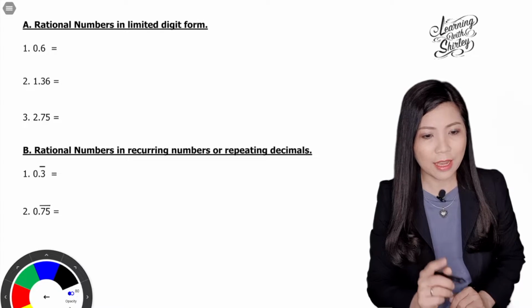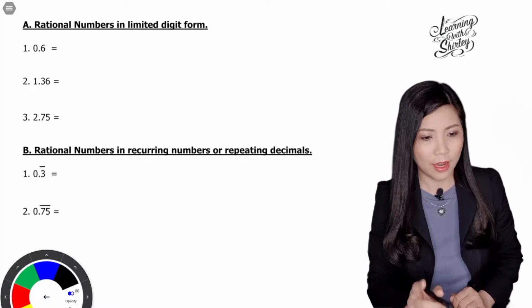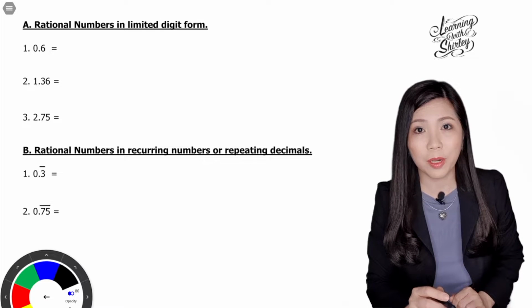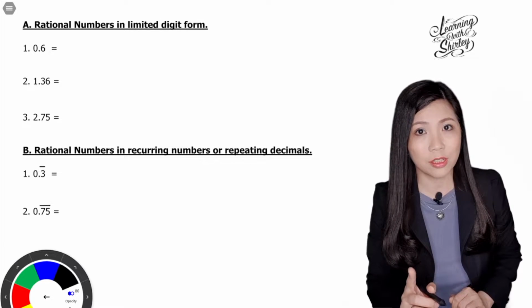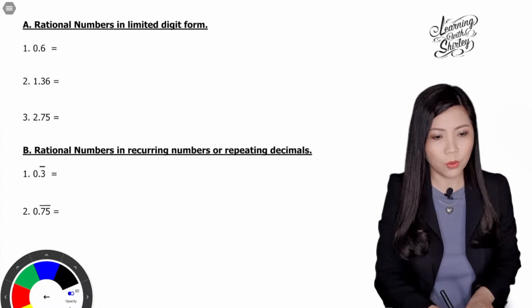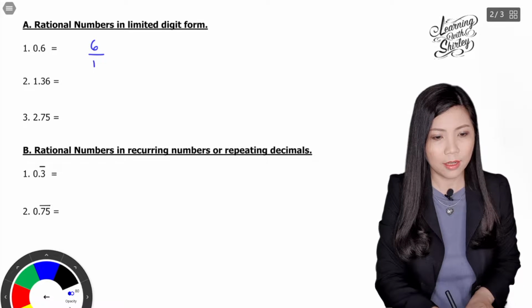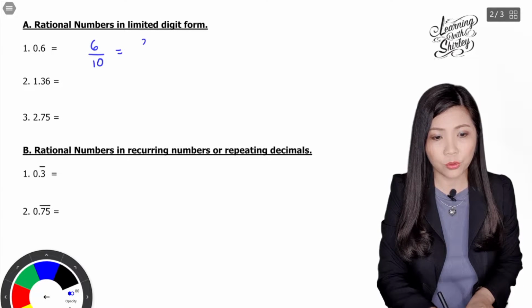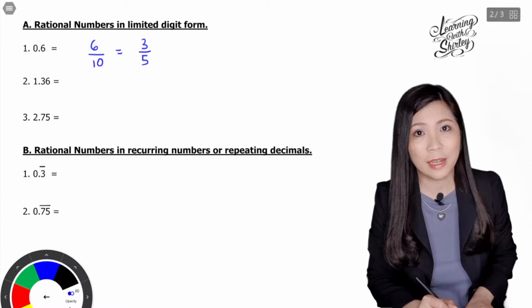A. Rational numbers in limited digit form. 0.6 is a rational number because we can change it into a fraction. So 0.6 is equal to 6 over 10. When we simplify this, we'll get 3 over 5. So therefore, 0.6 is a rational number.